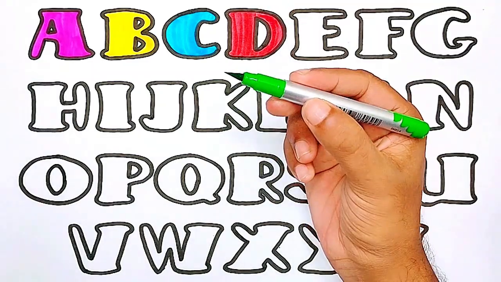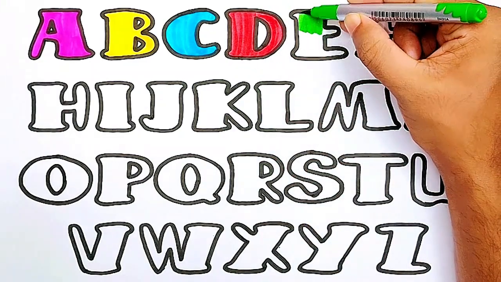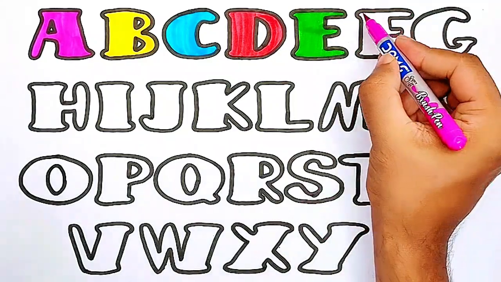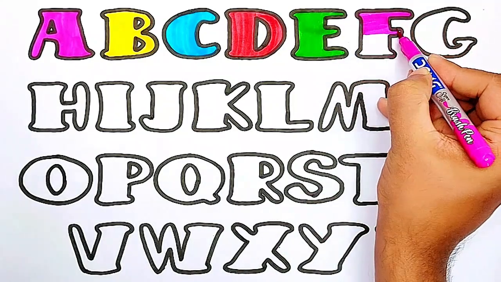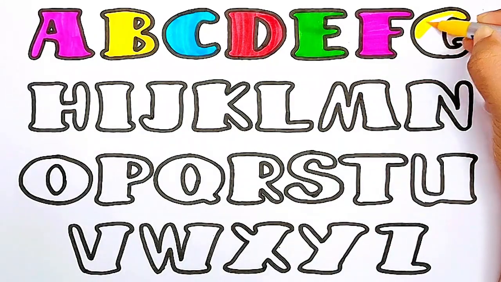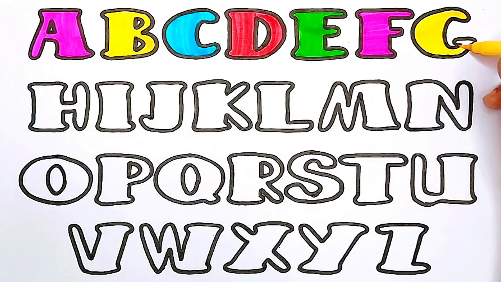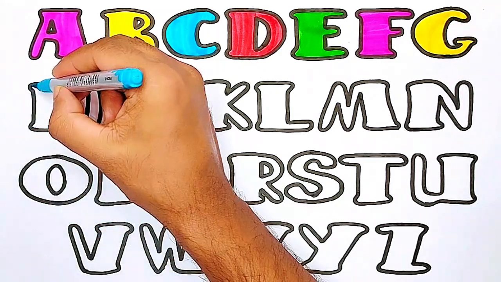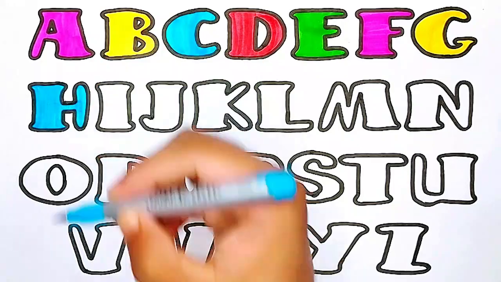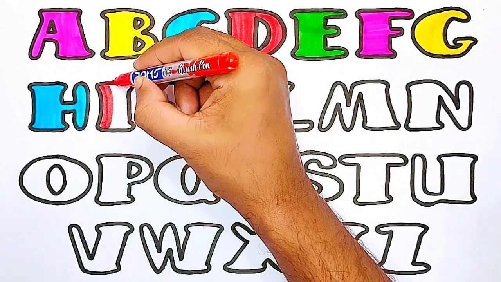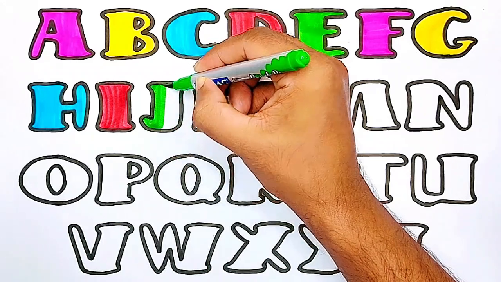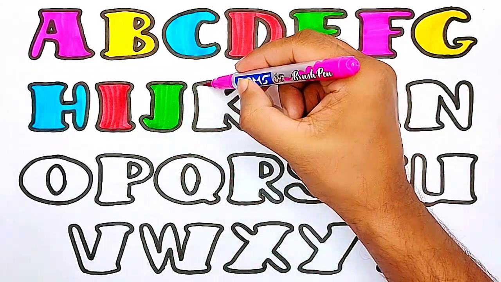Green color E. E for elbow. F. F for giraffe. G. G for giraffe. H. H for hammer. I. I for injection. J. J for jackfruit.